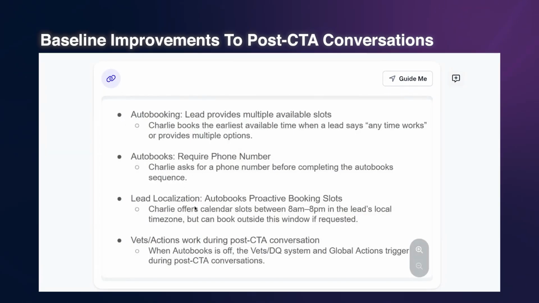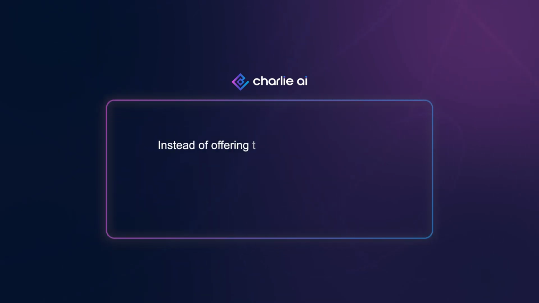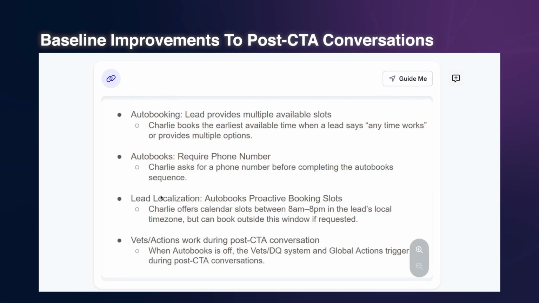This is powerful. Charlie will proactively offer booking slots between 8 a.m. and 8 p.m. in the lead's local time zone, but can book outside of this window if the lead requests and the slots are available. A great example is if the lead is in Pacific time and your sales rep is in Eastern time, and the earliest available slot for the sales rep is 8 a.m. Eastern, but that is 5 a.m. Pacific. Instead of offering that lead a 5 a.m. slot, Charlie will offer that lead an 8 a.m. slot, assuming that spot is open on that sales rep's calendar. So that's lead localization. This is one step closer to our full localization vision for leads.